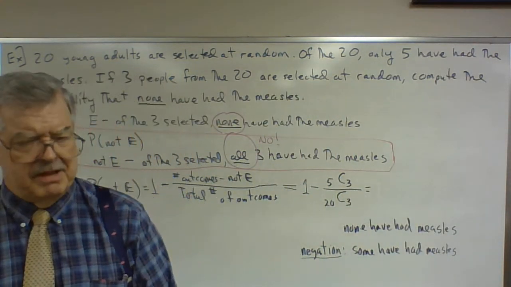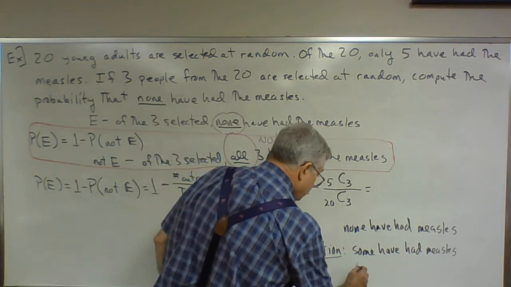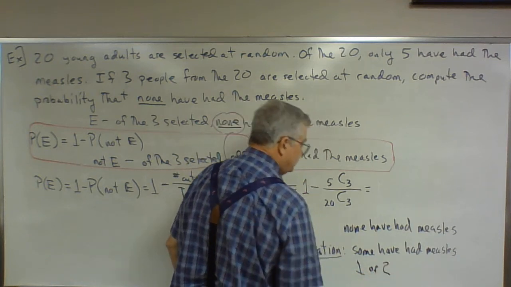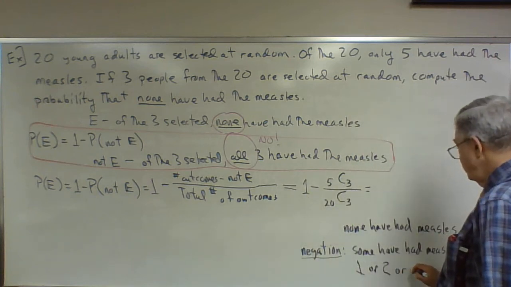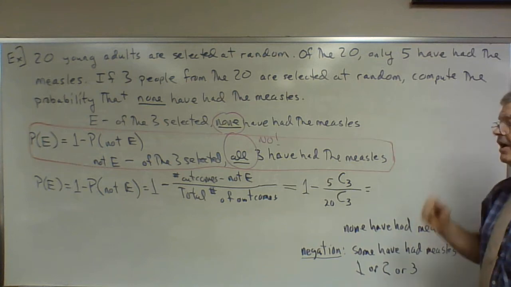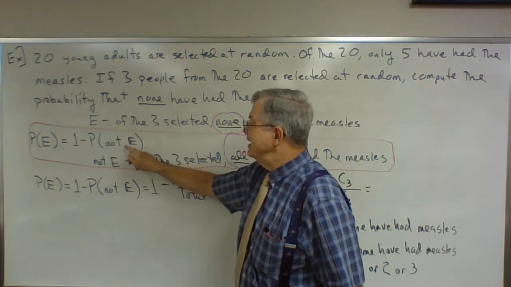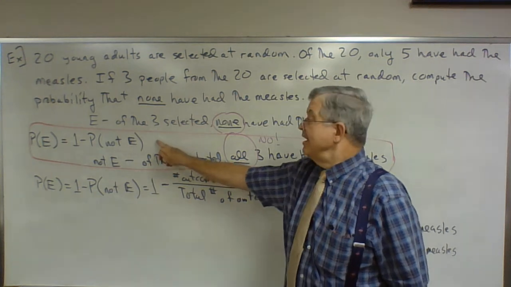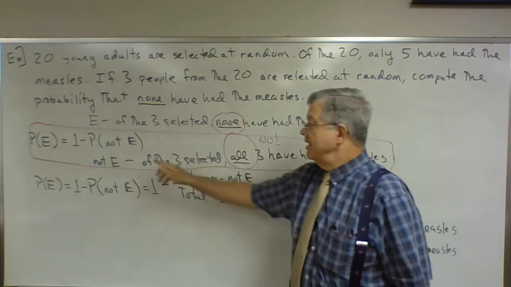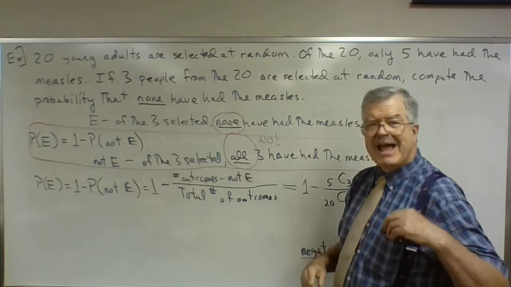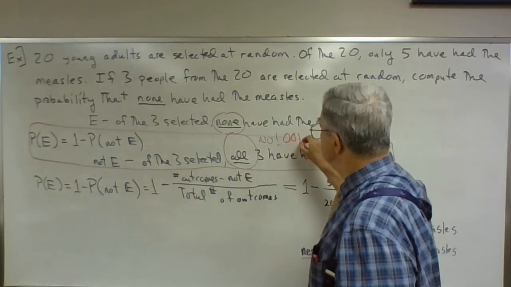And what could that be? Well, at least one. One has had the measles, or 2 has had the measles, or 3 has had the measles. Oh my goodness. So this was the problem. We thought it was going to be easy to negate the event E. E is the event that none have had the measles. And we said, okay, if E is the event that none have had the measles, then not E is the event that all have had the measles. Oops, that was our problem. Big oops.